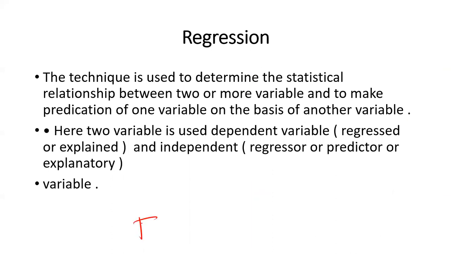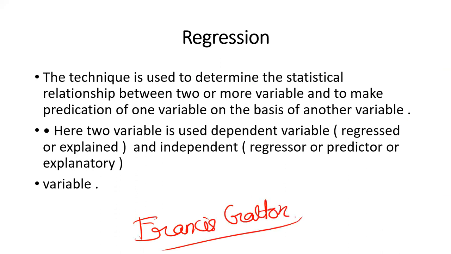Regression method was given by the person Francis Galton. Remember his name? Francis Galton was the person who coined the term regression. Regression is a technique used to determine the statistical relationship between two or more variables and to make the prediction of one variable on the basis of another variable.